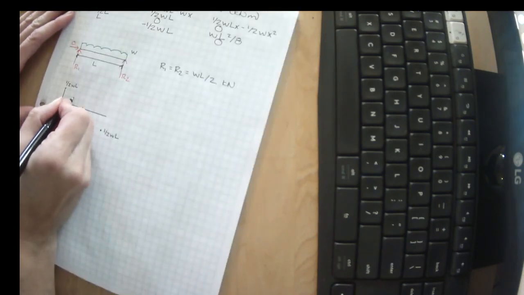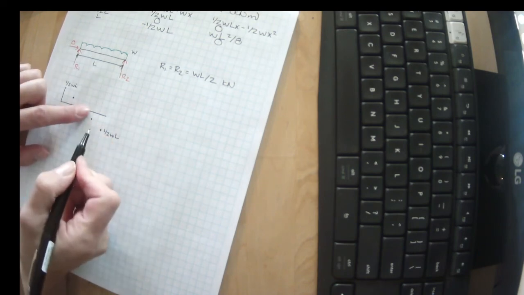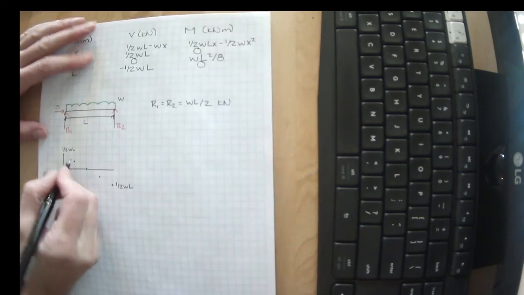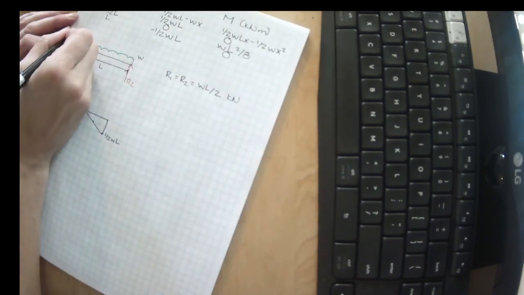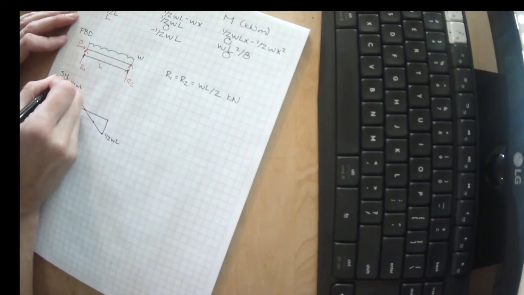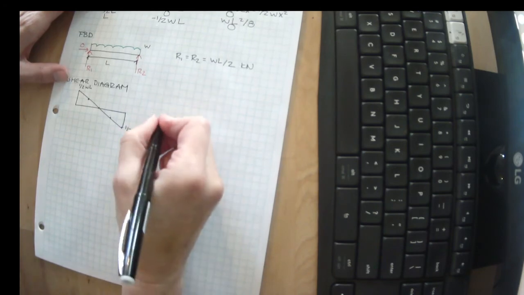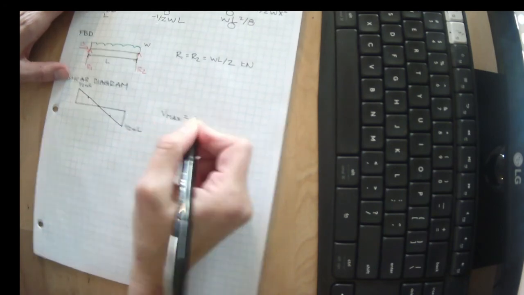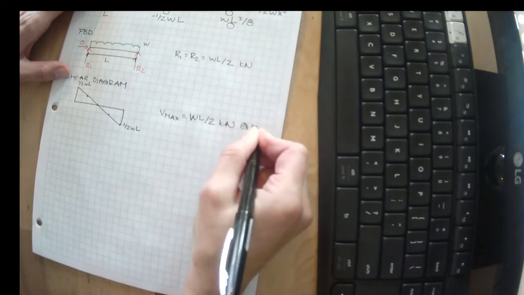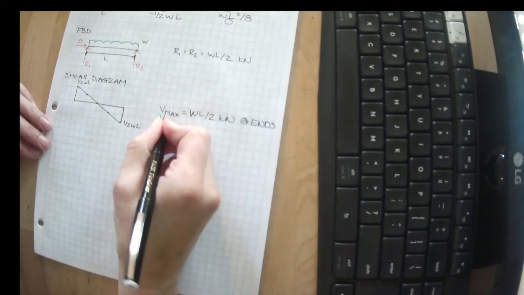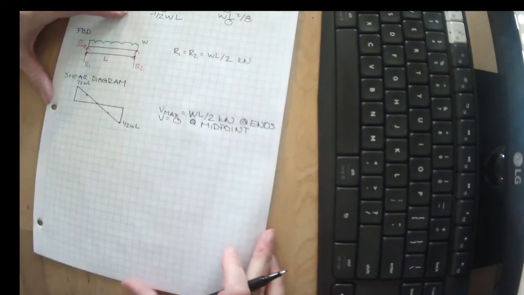If we plugged in 1/4 L, we would find that we get 1/4 WL. And at 3/4 L, we would get minus 1/4 WL. So this is the free body diagram. This is the shear diagram. And we have Vmax equals WL divided by 2 at the ends, and it's the same, and V equals 0 at the midpoint. So that seems like an interesting thing to know.